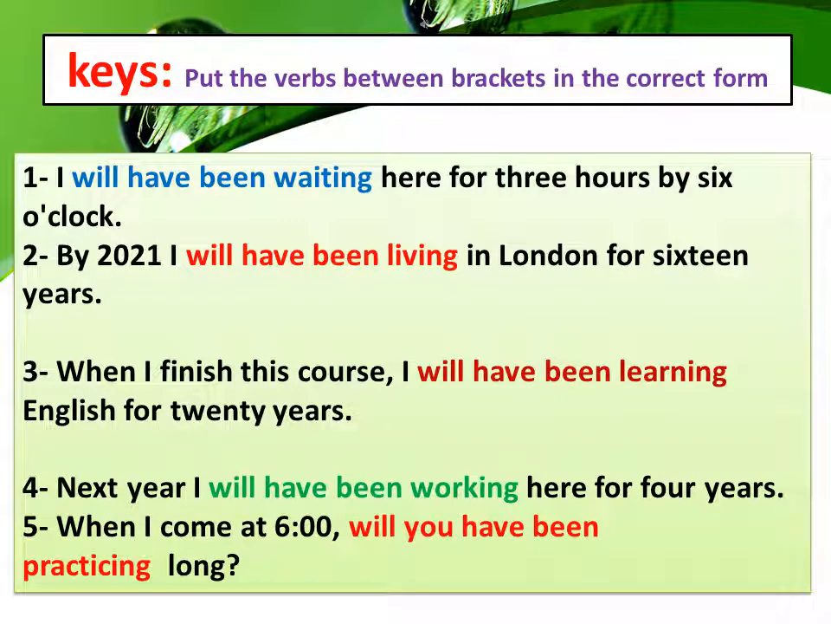Okay, here are the keys of the exercise. 1. I will have been waiting here for 3 hours by 6 o'clock. 2. By 2021 I will have been living in London for 16 years. 3. When I finish this course I will have been learning English for 20 years. 4. Next year I will have been working here for 4 years. 5. When I come at 6 o'clock, will you have been practicing long? Alright, so these are the answers of the exercise.